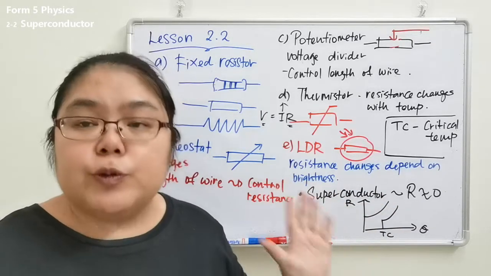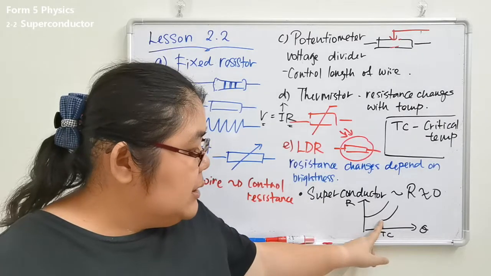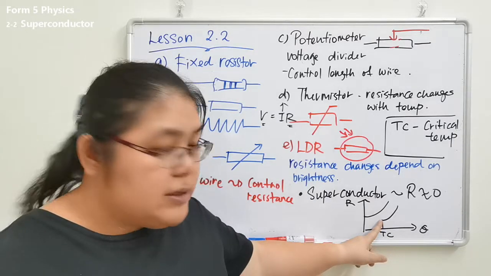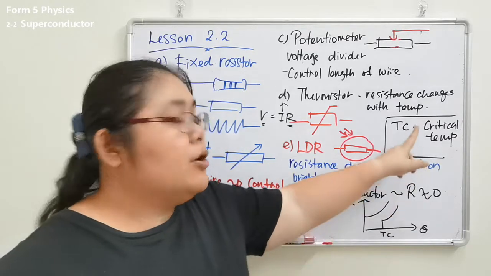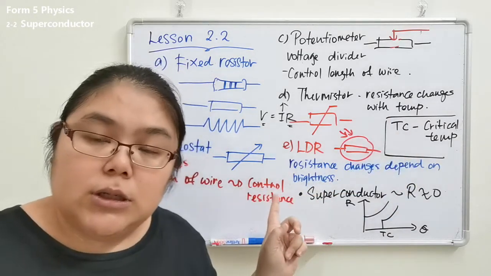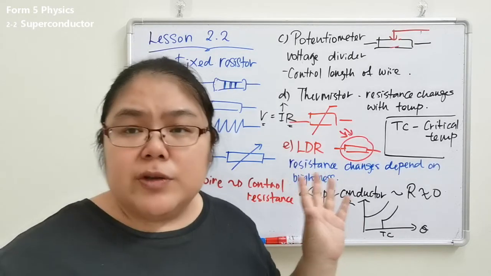But when they achieve superconductor, at a certain temperature, the resistance drops until it becomes zero. So this one temperature we call the critical temperature. For many situations we use the word critical.